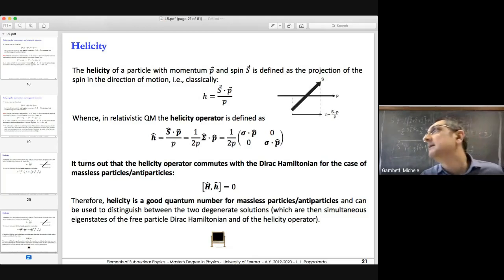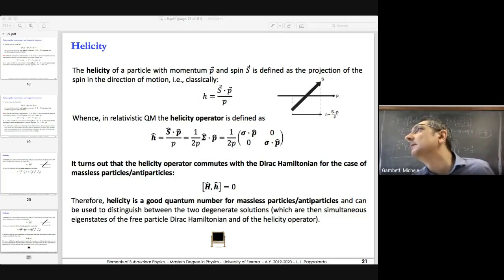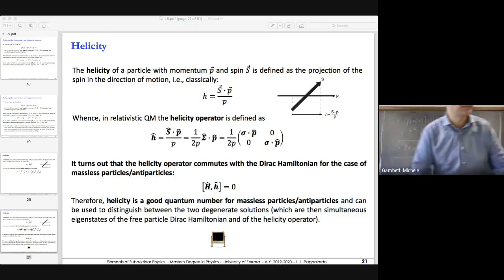Okay, so now let me switch again to Blackboard. And let's show that indeed the Dirac solutions are eigenstates of the helicity operator.